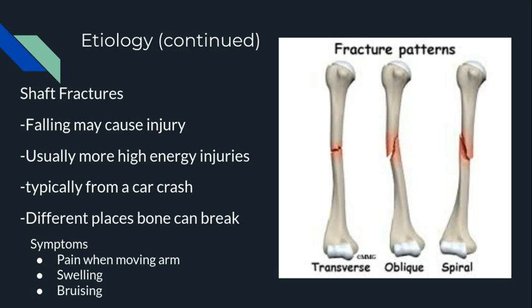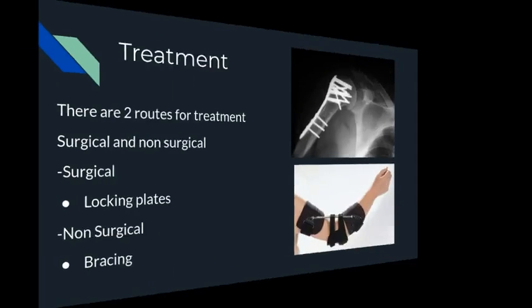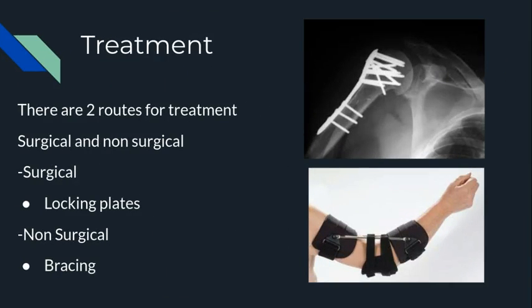So there's many places the bone could break. It could break towards the head of the bone or towards the bottom, the butt of the bone, one would say. And there's three patterns. Some common symptoms are pain when moving the arm, swelling, or bruising. So now that you know what type of injuries there are, how they occur, let's look at the treatment.